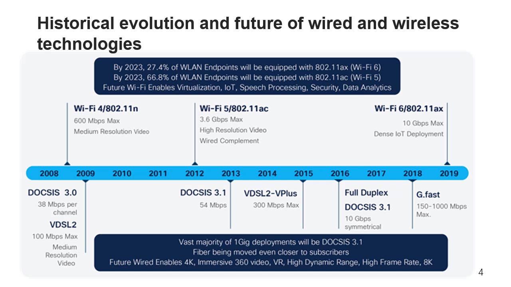We can see that Wi-Fi 4 was released in 2009 with a max speed of 600 megabits per second, and Wi-Fi 5 was released in 2012, in which the speed is increased to 3.6 gigabits per second. And our Wi-Fi 6 was actually released in 2019. The speed reaches 10 gigabits per second, optimized for high-density IoT deployment.